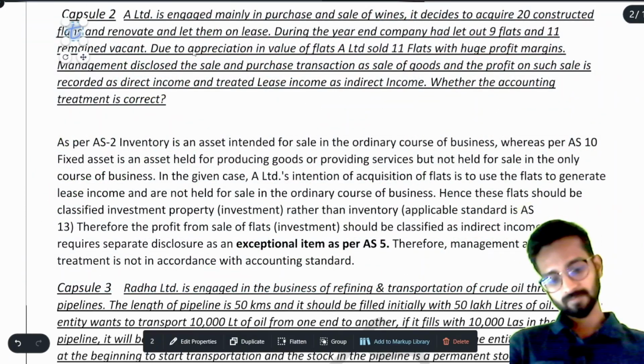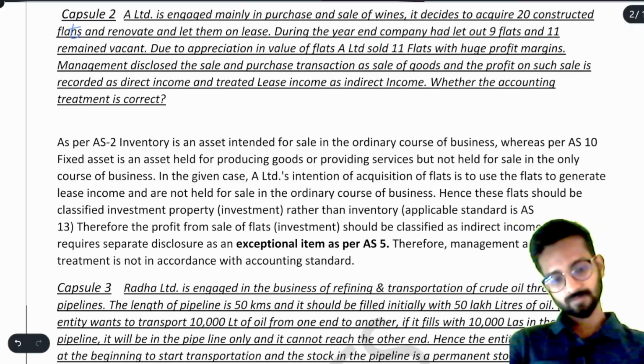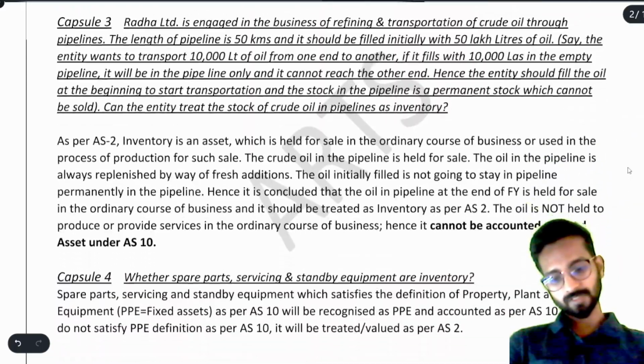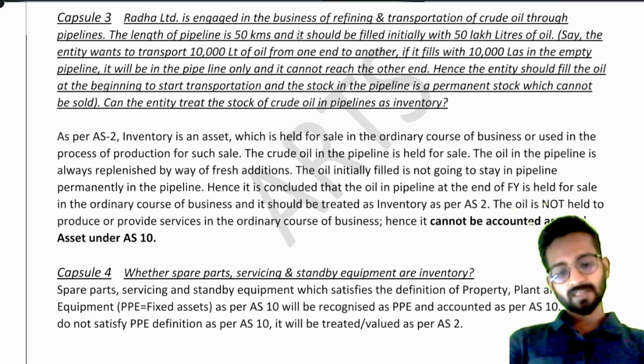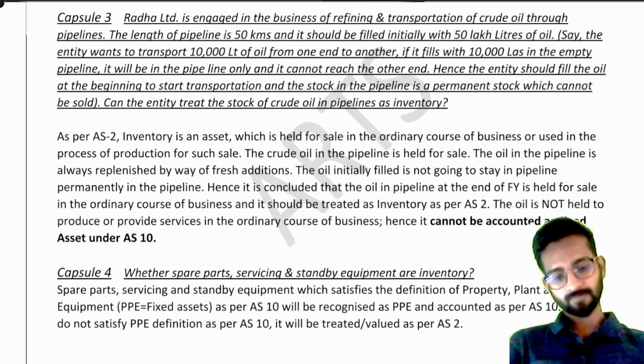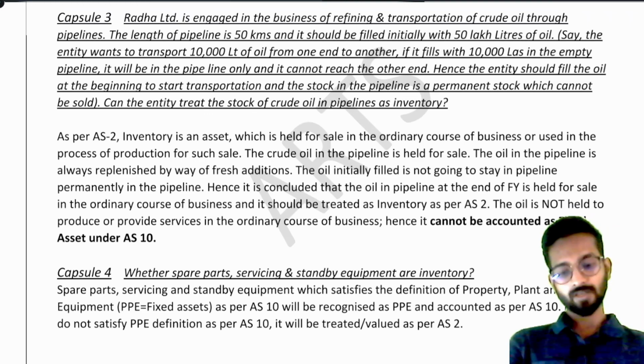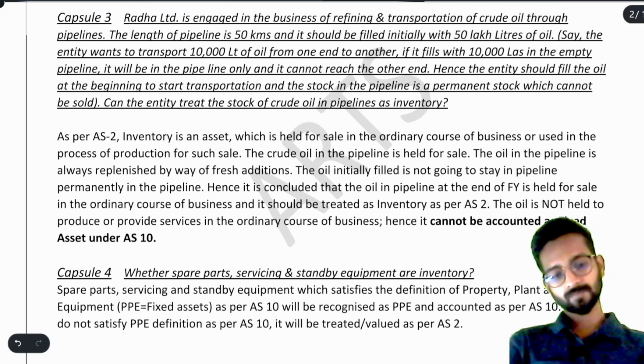Now, further we have capsule number 3C. Radha Limited is engaged in the business of refining and transportation of crude oil through pipelines. Okay, the length of pipeline is 50 kilometers and it should be filled initially with 50 lakh liters of oil. Now understand what is happening here.